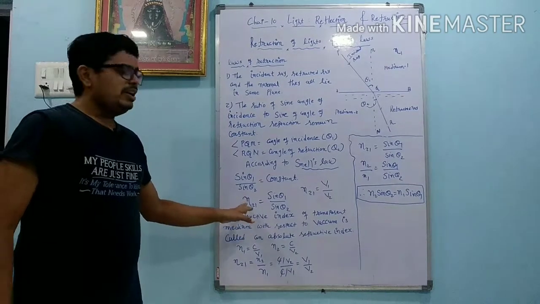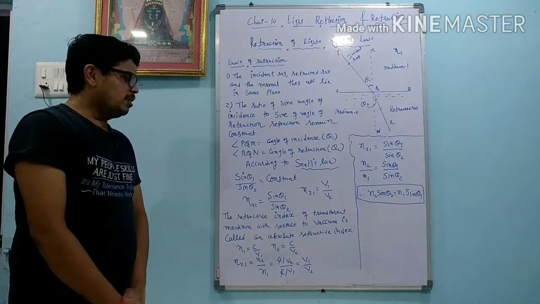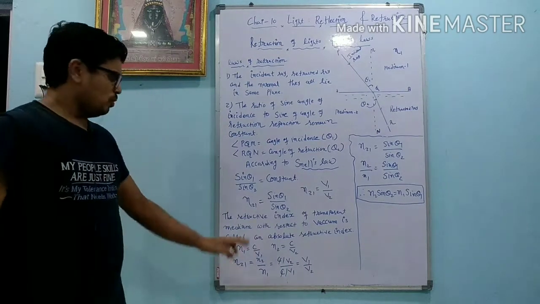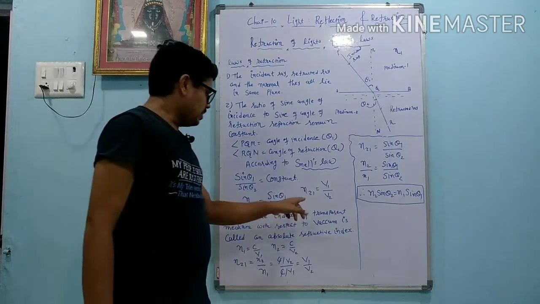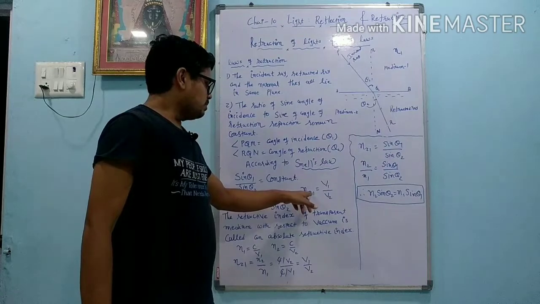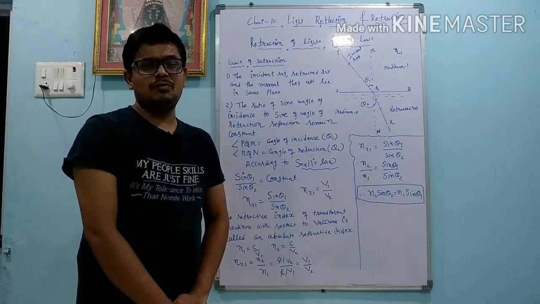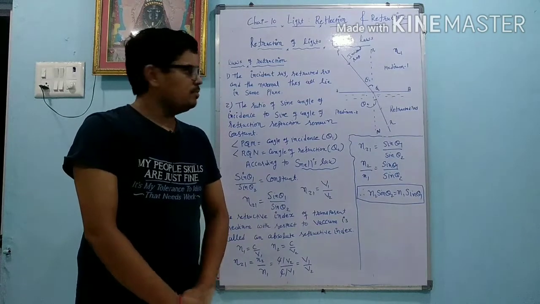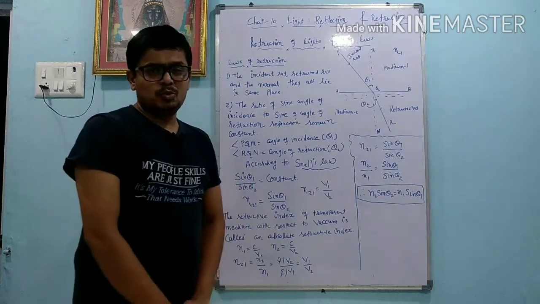We can use here eta 21. Eta 21 means refractive index of medium 2 with respect to medium 1, equals sine theta 1 upon sine theta 2. We can also write the refractive index of medium 2 with respect to medium 1 equals to V1 upon V2. Now V1 is the velocity of light in medium 1, and V2 is the velocity of light in medium 2.